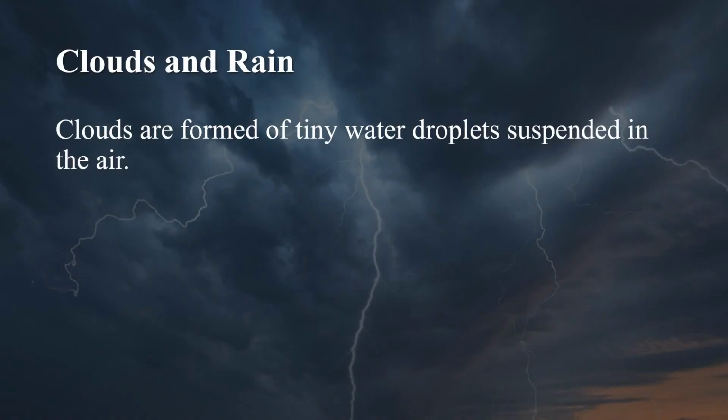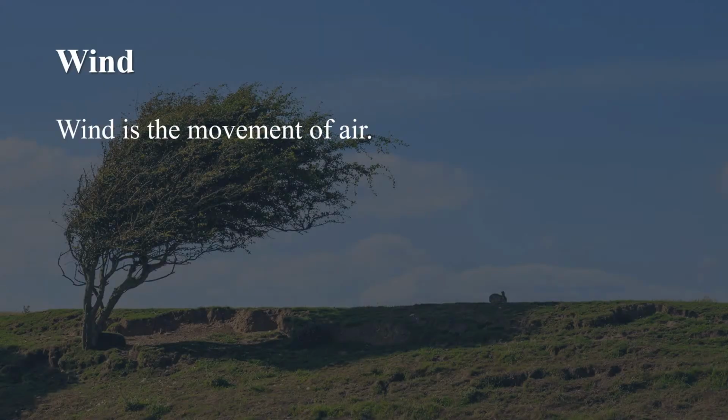Our next element of weather is clouds and rain. Students, clouds and rain also affect the weather of a particular place. Clouds are formed of teeny water droplets suspended in the air, and the clouds eventually fall back to the ground as rain. Amount of rainfall is measured in terms of millimeter. For this, we use an apparatus called rain gauge.